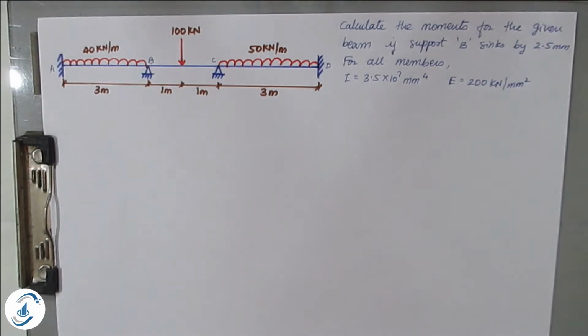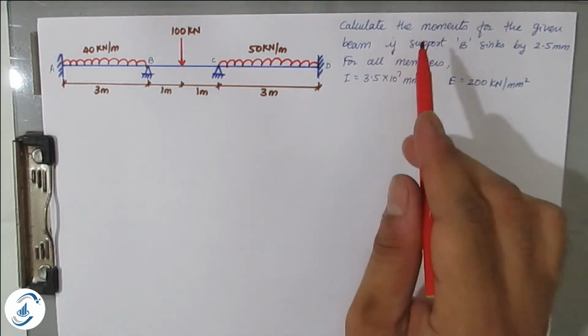So in this lecture, we will see how to analyze an indeterminate beam with the help of slope deflection method. We have also seen previously there were 3 videos about slope deflection method. So this problem is unique because in this problem, the support is sinking. The previous 3 problems didn't have any sinking of supports, but in this problem I have considered a support is sinking by a certain amount. So let's see the problem statement.